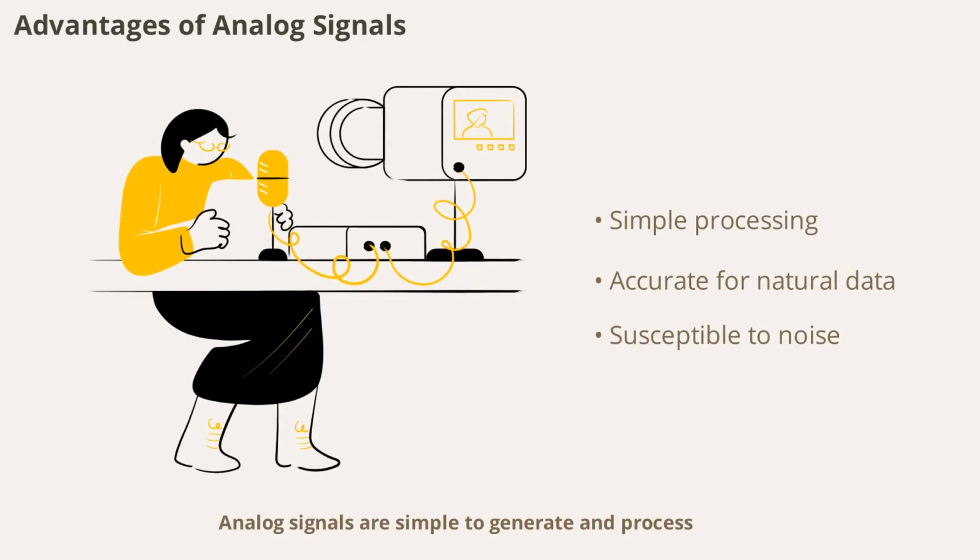Analog signals are simple to generate and process, making them ideal for applications like audio broadcasting and analog telephony. They can represent natural phenomena accurately and are less affected by quantization errors. However, analog signals are more susceptible to noise and distortion, which can degrade quality over long distances.